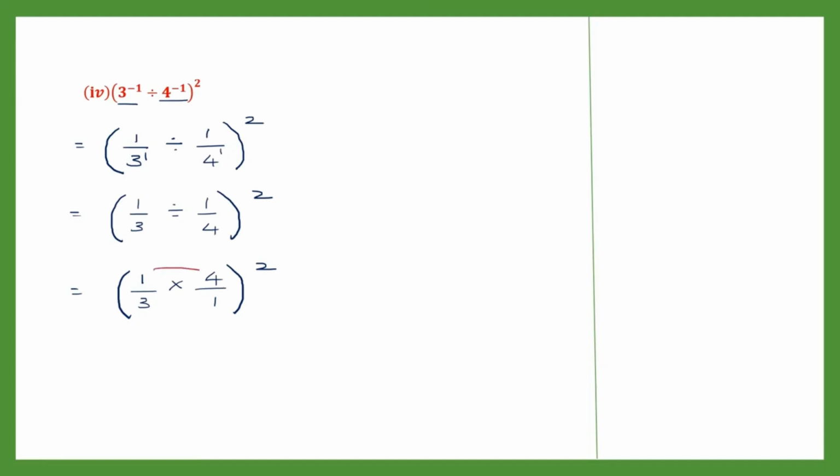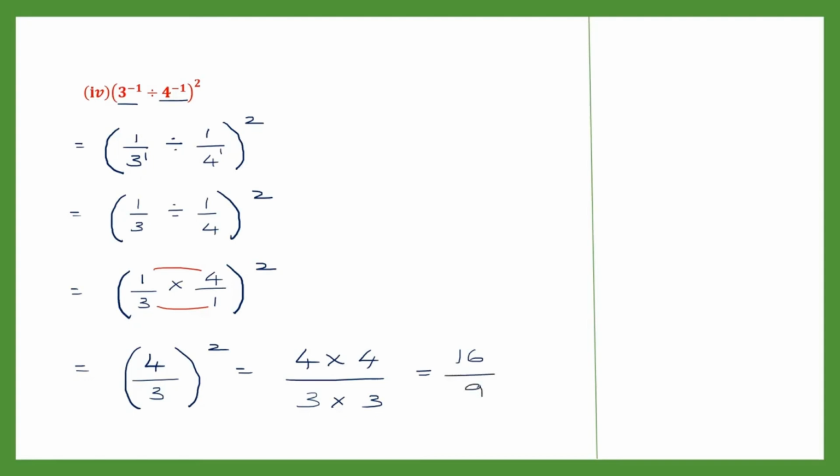Now multiply the numerators and the denominators. 1 fours are 4 and 3 ones are 3. And this whole thing raised to the power of 2. That means we multiply 4 twice. And we multiply 3 also twice. 4 fours are 16 and 3 threes are 9. So our answer to this question is 16 by 9.